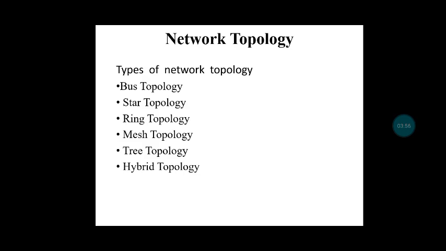So network types. The network is basically classified into six types. We call it topology. Topology is nothing but the way of framing a network for the computers. The first is bus topology, then star topology, ring topology, mesh topology, tree topology, and hybrid topology.